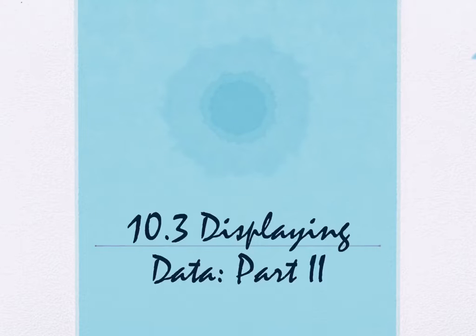Okay, 10.3 is called Displaying Data Part 2. It really is just a continuation of 10.2. It's not any different. It's just they split it into two rather unequal portions. Actually, this one's shorter than the other one. It is weird. So we're going to look at a couple of different things in this section.